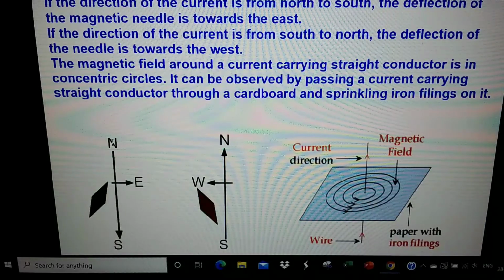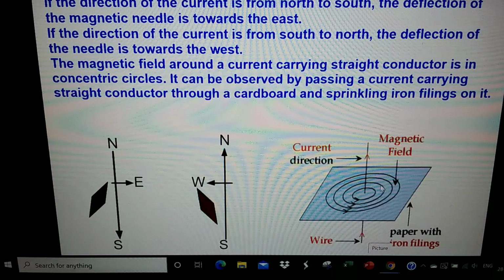So if the current is flowing from north to south, the deflection of the magnetic needle is towards the east. If the current direction is from south to north, the deflection of the magnetic needle is towards the west. This is the diagram for a straight current carrying conductor which is passed through a cardboard on which iron filings are sprinkled. When current is passed, they will align themselves in concentric circles.